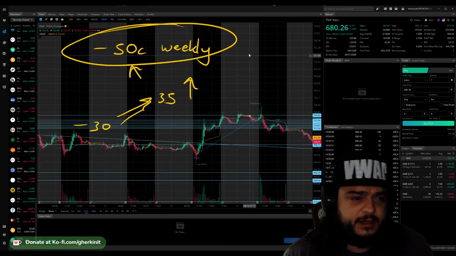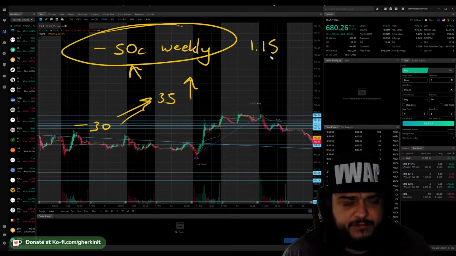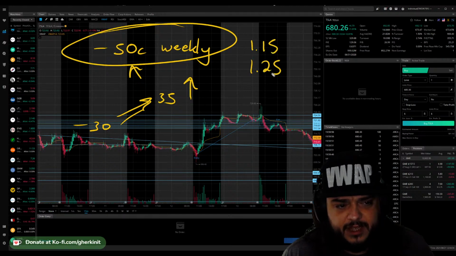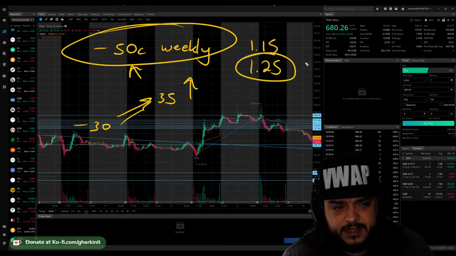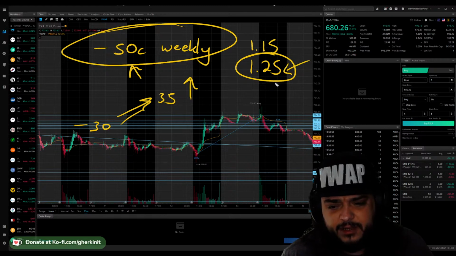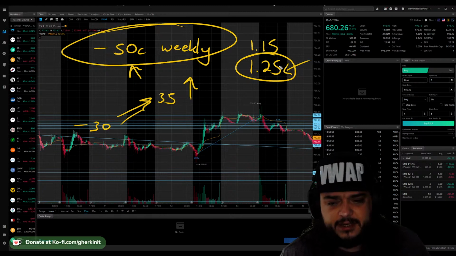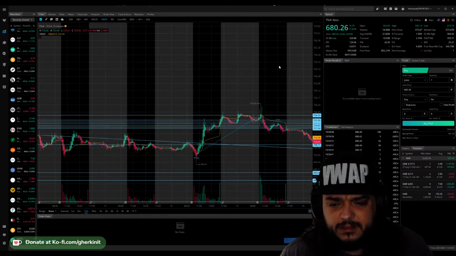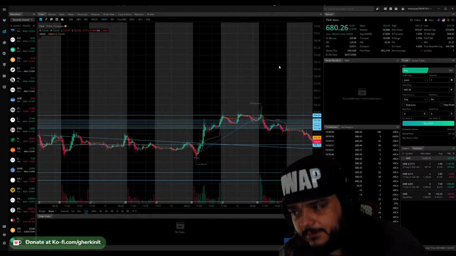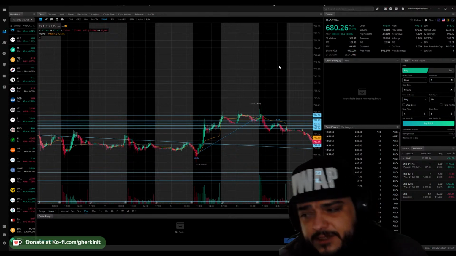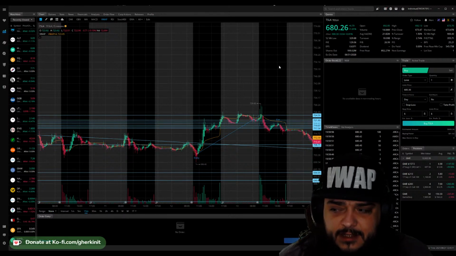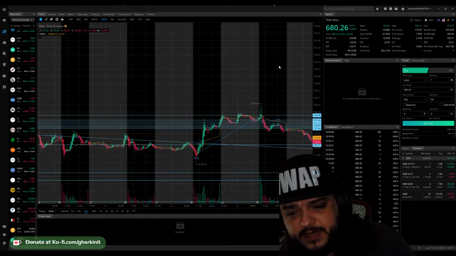So say you paid like 1.15 for it and it goes up to 1.25. That's the value of your contract, so you can sell it for that value. You don't have to buy the shares and then sell them. That's not on your end. That would be exercising the option, which is different than selling the contract. The contract itself has value.